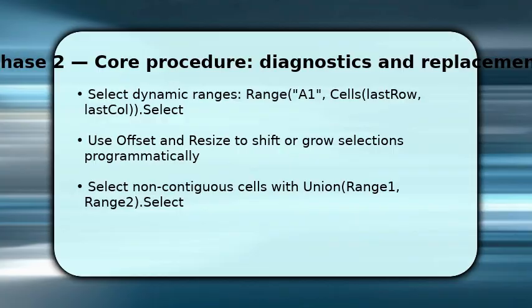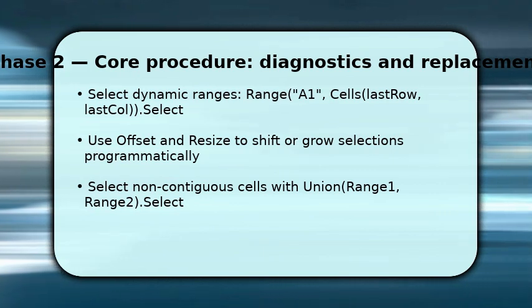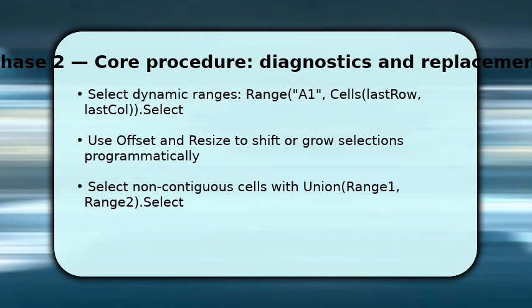For multiple areas, Union(Range("A1:A3"), Range("C1:C3")).Select combines them. Make sure to fully qualify ranges with Worksheets("Sheet1") when manipulating other sheets to avoid surprises. Finish by applying actions to the selected cell or, better, to the Range object itself: Range("A1").